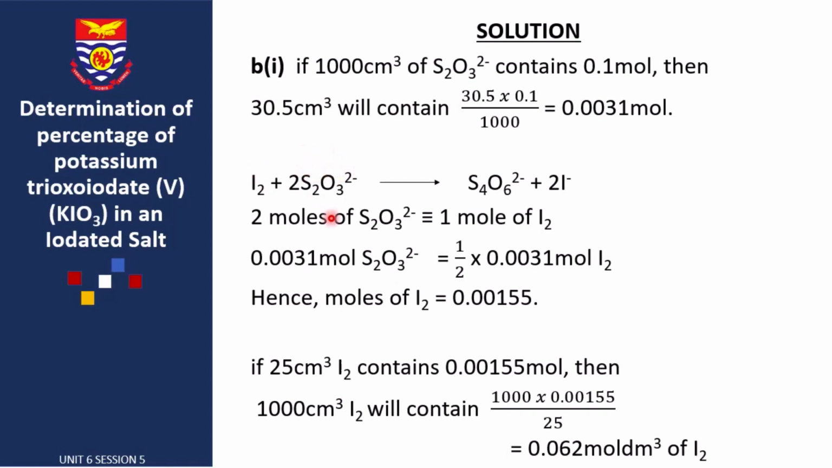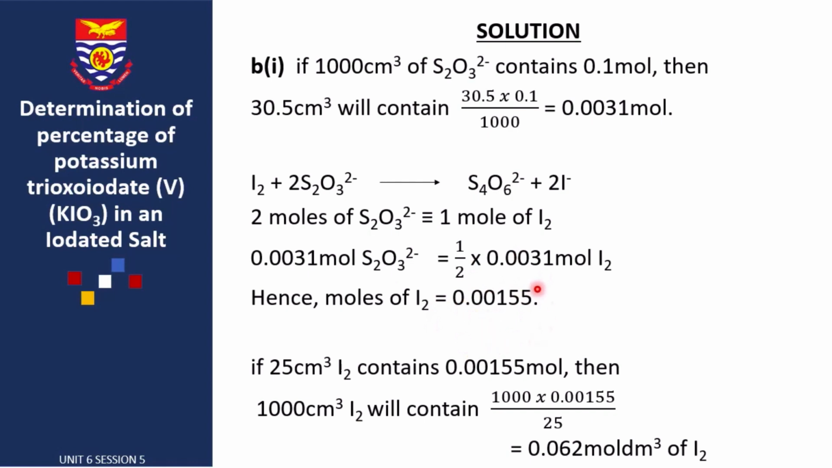From this equation, 2 moles of the thiosulfate ion reacted with 1 mole of the iodine. So 2 is equal to 1. If 2 is equal to 1, then 0.0031, what we have here, is equal to what? It will be equal to 1 over 2 times 0.0031 mole. And the answer now becomes the moles of the iodine. That is what is left after the coconut had taken some away.